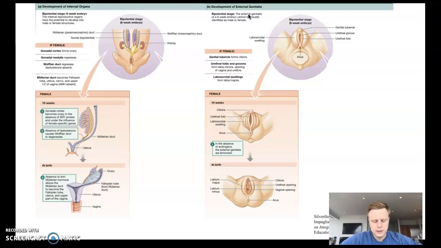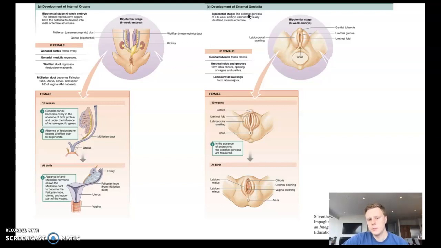Additionally, because of the lack of the SRY gene, there is no testosterone produced. The lack of testosterone causes the Wolffian duct to degenerate, and then also, because of the lack of the SRY gene, there is no anti-Mullerian hormone produced. So in the absence of this anti-Mullerian hormone, the Mullerian ducts are able to develop. The Mullerian ducts are able to become the upper portion of the vagina and the uterus and the fallopian tubes.